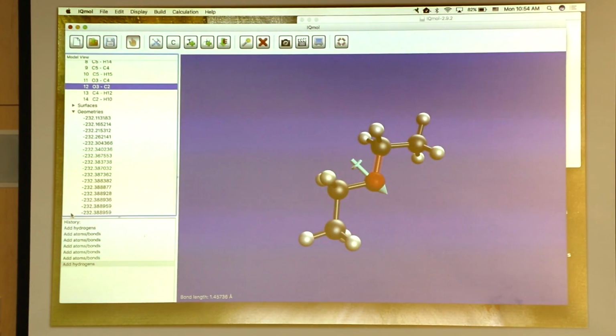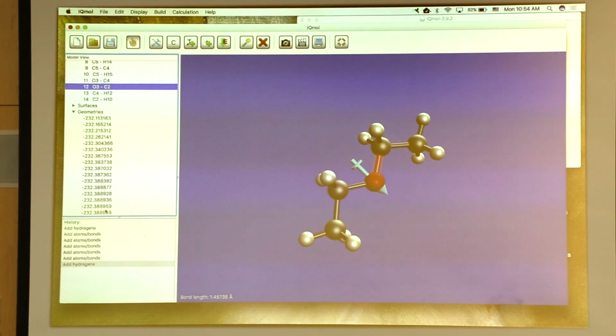This here shows that as it did the geometry optimization, it was adjusting the geometry, trying to find the minimum, and these are the different total energies that it had as it went through the optimization. You'll see that the energy is going down every time, and eventually it slows down to where it's not changing anymore. It says, all right, that's the minimum.